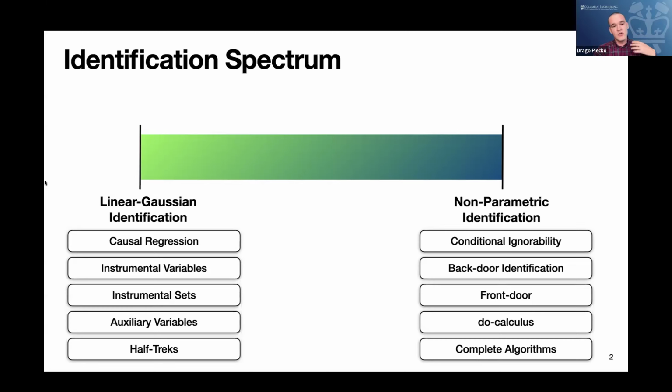But what I'm trying to convey is there's a lot of work in linear Gaussian identification on the other end of this spectrum. Now, the question is, what is in between, right? And have the topics in between been studied well? And is there anything that we can do?